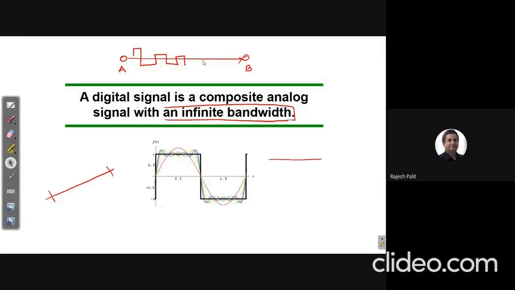Then we can successfully transmit the signal. And that is why, the practical communication channel does not support very high or huge bandwidth. We'll see later on the reason. So that is why we don't use digital signal for long distance communication.